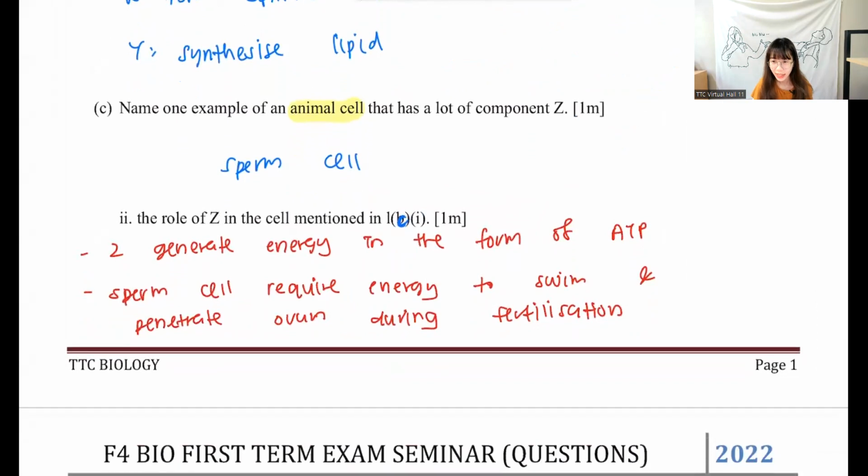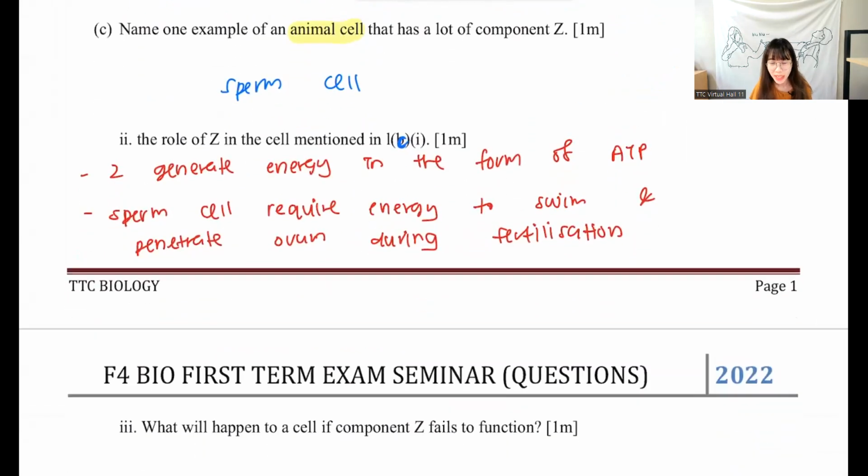Okay, done. Next, what will happen to a cell if component Z fails to function? For sperm cell, do I need to say during fertilization? Actually, you need to, because they want to penetrate the ovum, right? The process is called fertilization. For 2 marks, you have to write the process. Some teachers don't care, but usually I will just write the process.